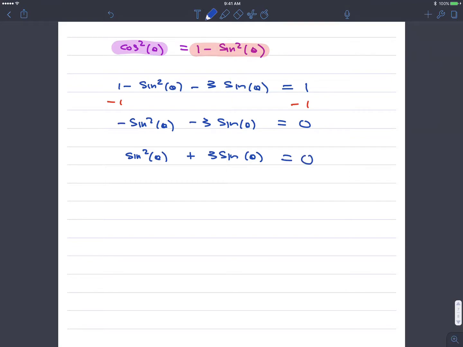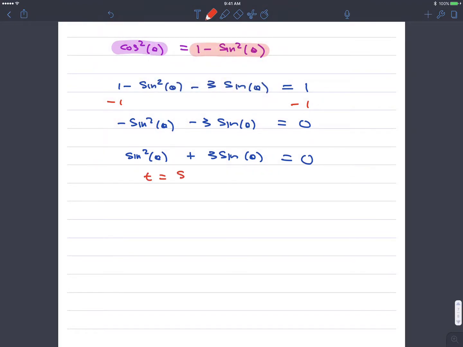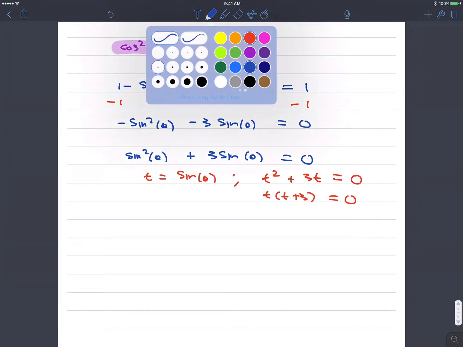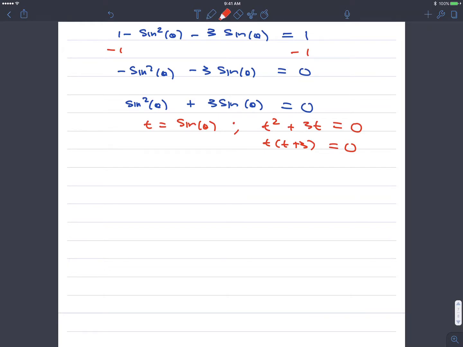Now, you can use t if you like. You can say, what if t was sine theta? I could do a substitution. That gives me t squared plus 3t equals 0, and I factor and get t times t plus 3 equals 0. But my algebra skills, I've had a lot of practice. Sometimes I simply say, I'm going to directly factor out a sine. And I get sine theta times sine theta plus 3 equals 0. Can I do that? I can do that. I don't have to do a t substitution.